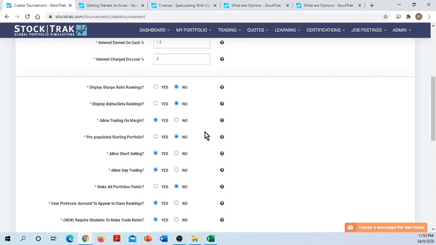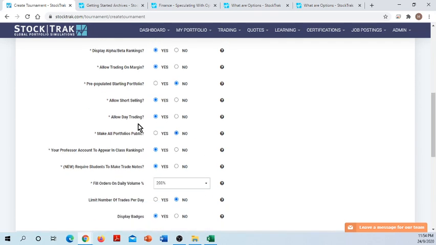Here are some controls related to what could be displayed. So if you want to display the Sharpe ratio ranking, you can choose this here. If you want to display the alpha beta ranking, you can also check that here. If you want to allow trading on a margin, that's also under your control. If you want your students to start with a pre-populated portfolio, you can do that here. If you want to control whether or not your students can short sell or day trade, that's also available here.